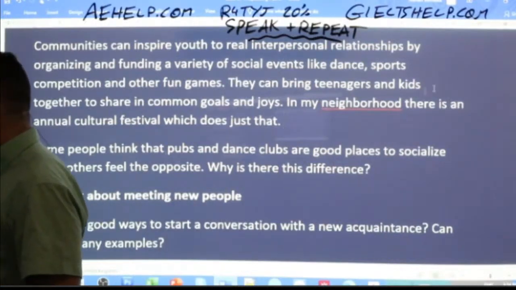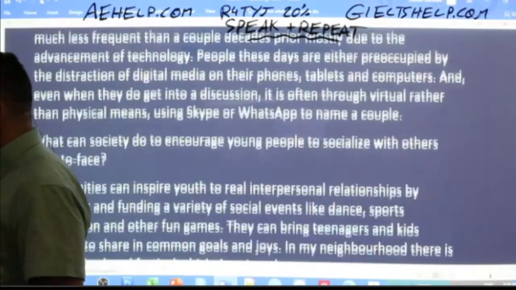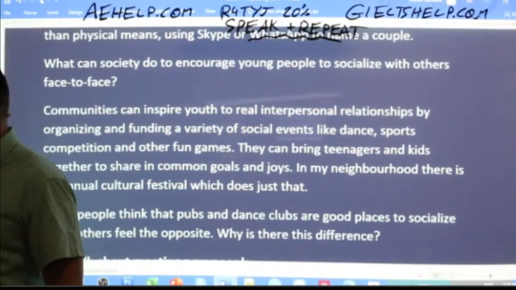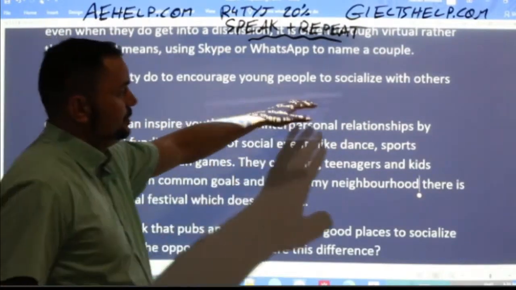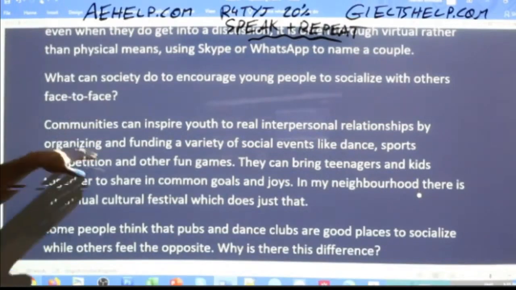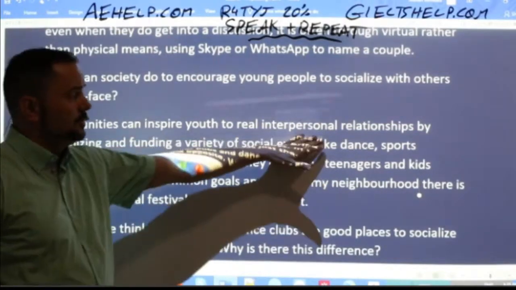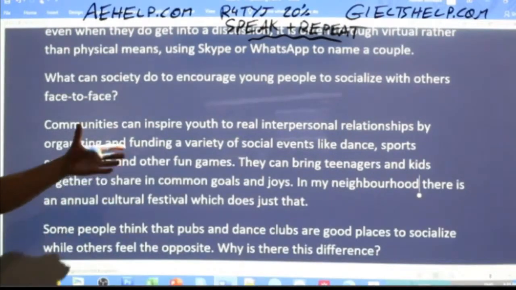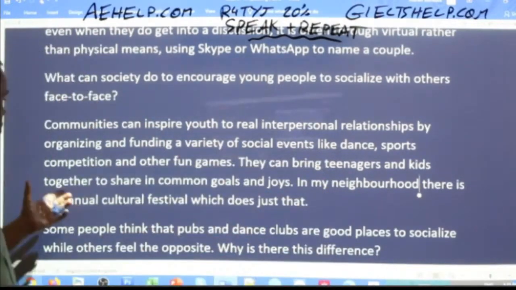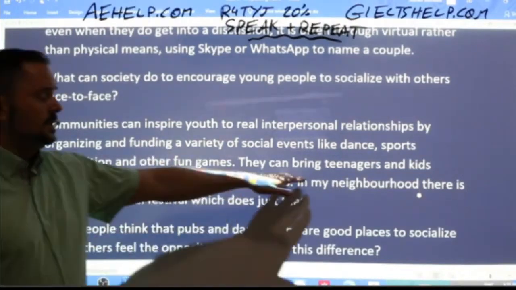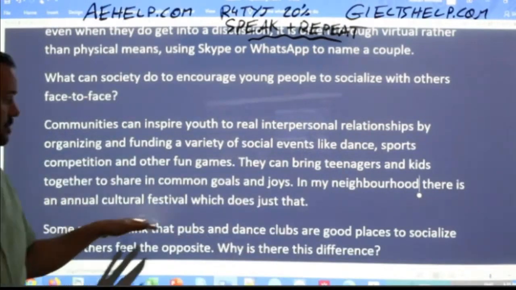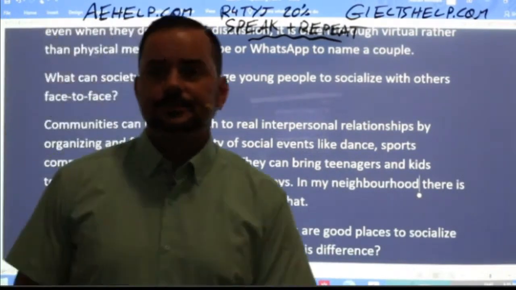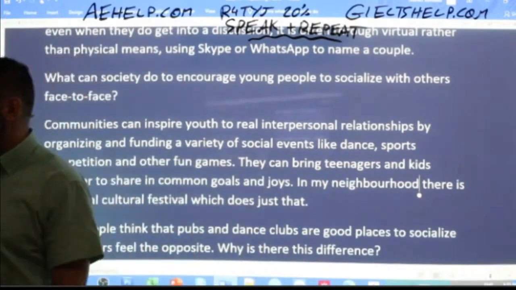All right, so kind of drawing on some of your answers and giving the explanation and the example. Okay. Repeat after me. What can society do to encourage young people to socialize with others face to face? Communities can inspire youth to real interpersonal relationships by organizing and funding a variety of social events like dance, sports, competitions, and other fun games. They can bring teenagers and kids together to share in common goals and joys. In my neighborhood, there's an annual cultural festival which does just that. Okay? All right.